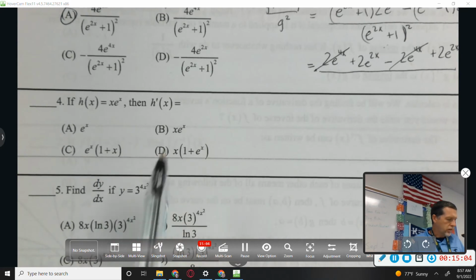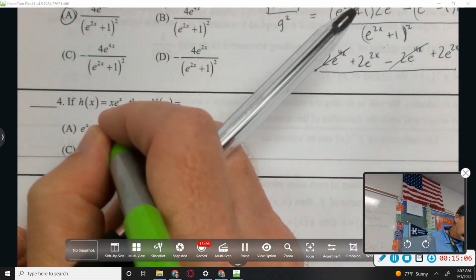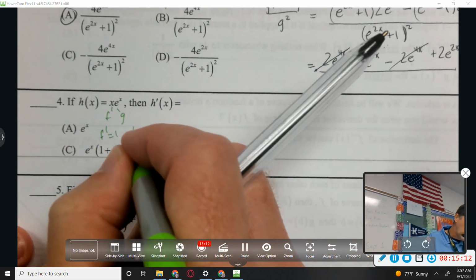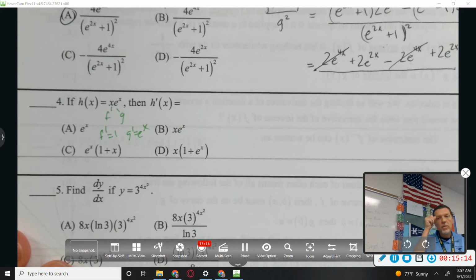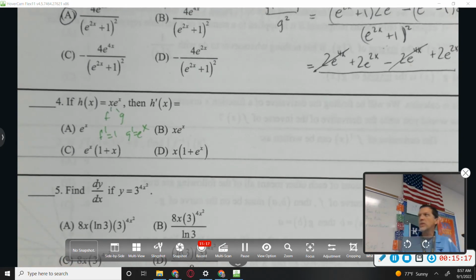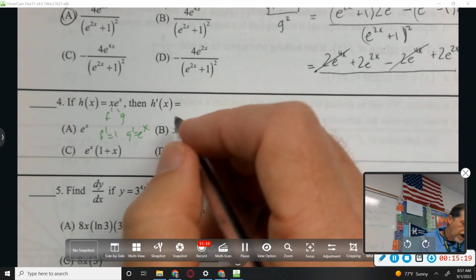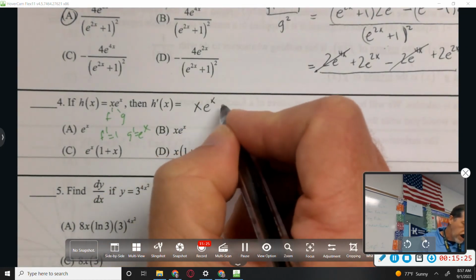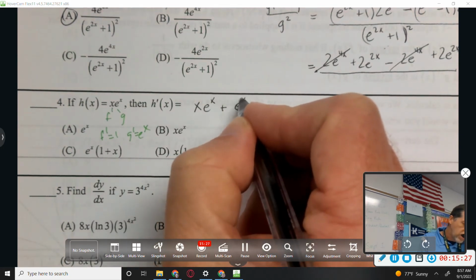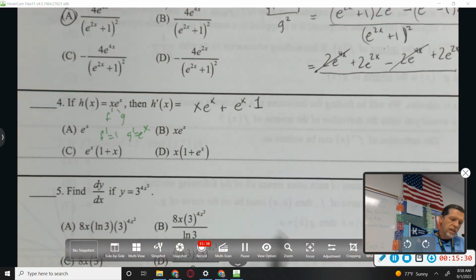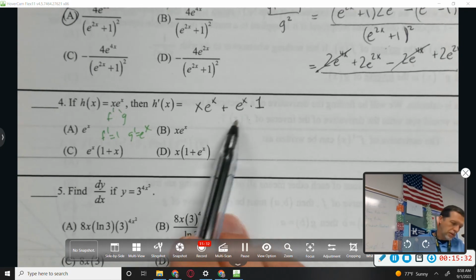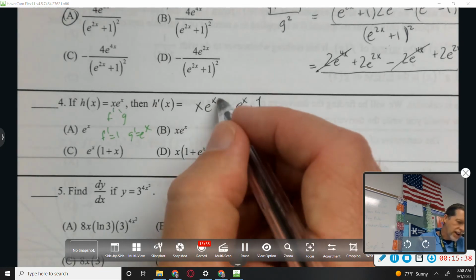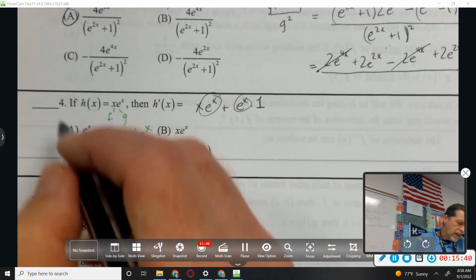Number 4 is product rule, so this should go quick. Let's see, f prime is 1, g prime is e to the x. Some people aren't writing out the product rule stuff, other people are writing it out. It's fine either way. So f g prime plus g f prime. Perfectly acceptable answer, but none of my answer choices look like that because I can factor out an e to the x and get answer choice C.